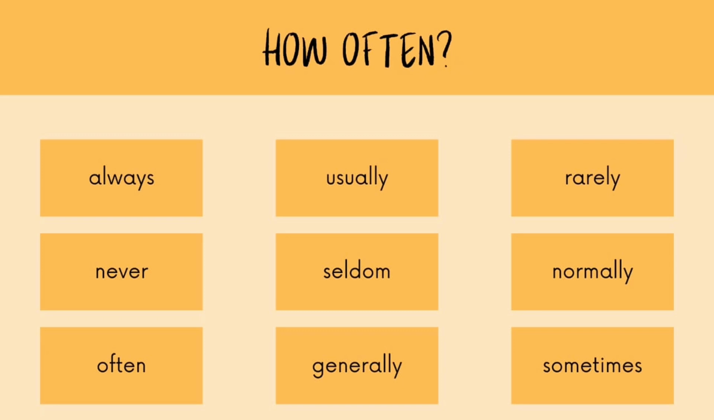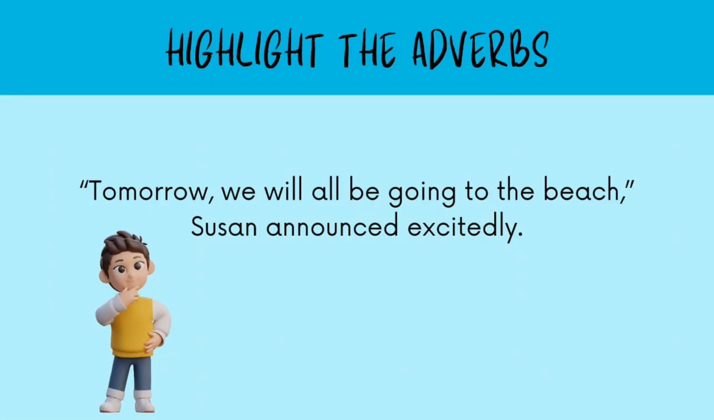Okay, so let us look at some sentence examples and identify the adverbs in them. Tomorrow, we will all be going to the beach, Susan announced excitedly. Tomorrow is the adverb in that sentence, an adverb of time. Excitedly is another adverb in that sentence, an adverb of manner. How did she announce? Excitedly, adverbs of manner.